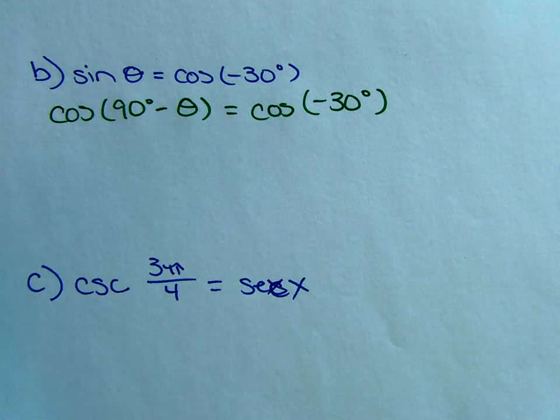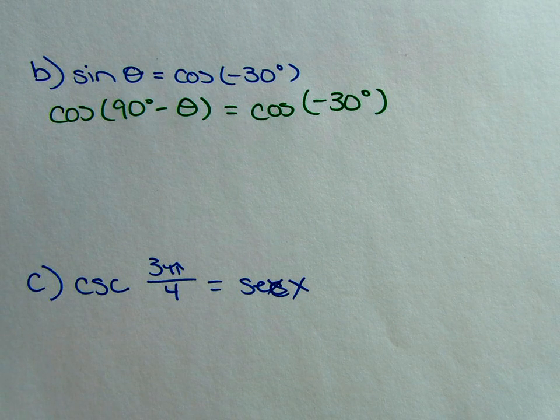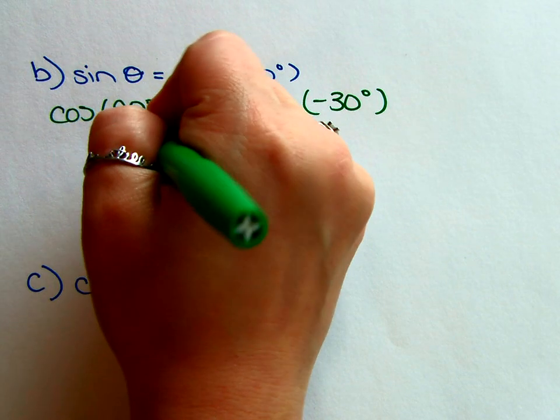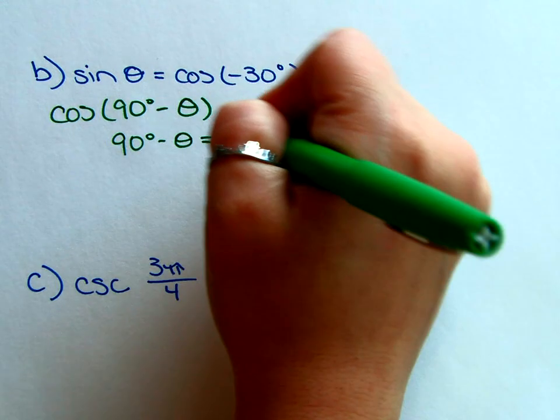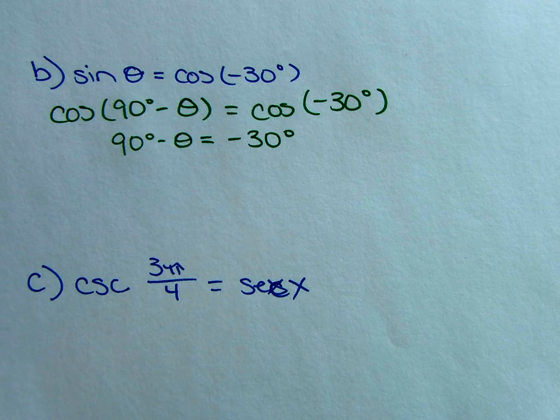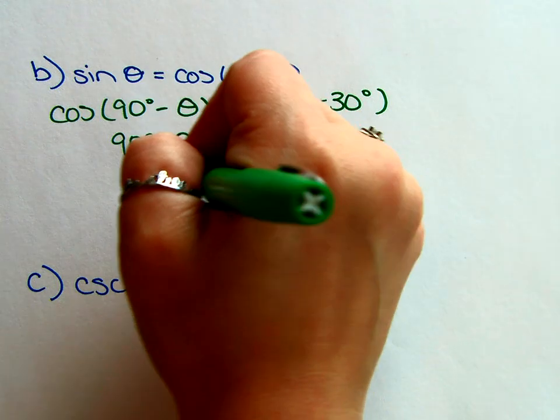Now we do the exact same process just like we did on the last one. We have cosines on both sides, so we can ignore them, so that we have 90 degrees minus theta equals negative 30 degrees. However you want to move those things around, add the theta, add the 30, whatever you want to do, you should end up with theta equals 120.